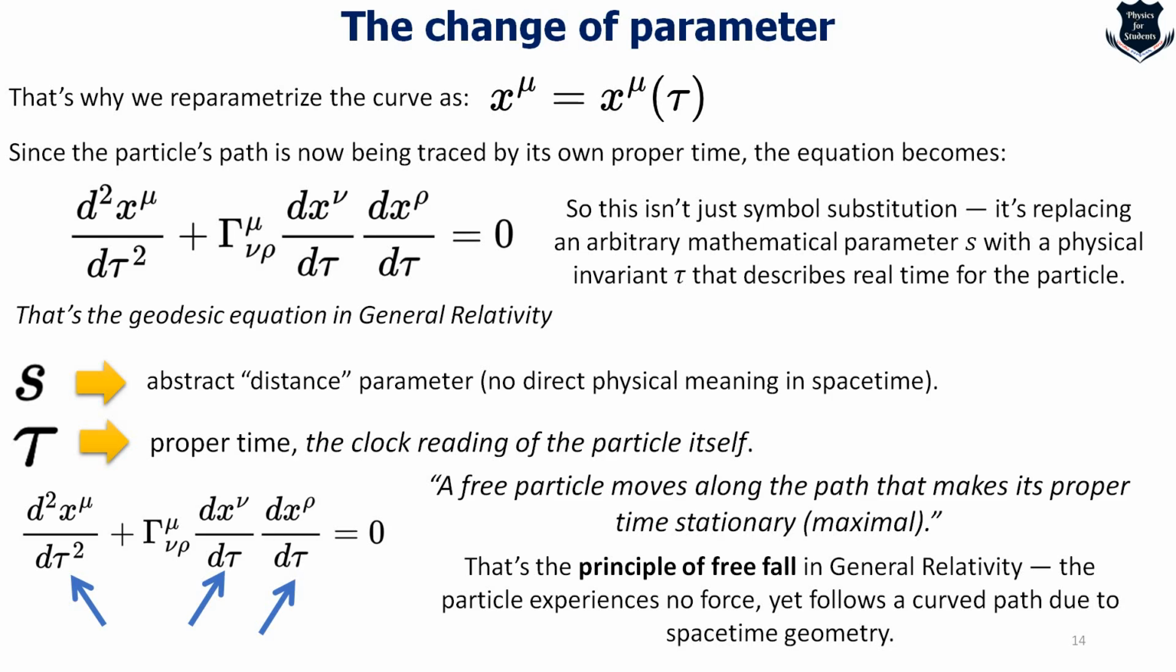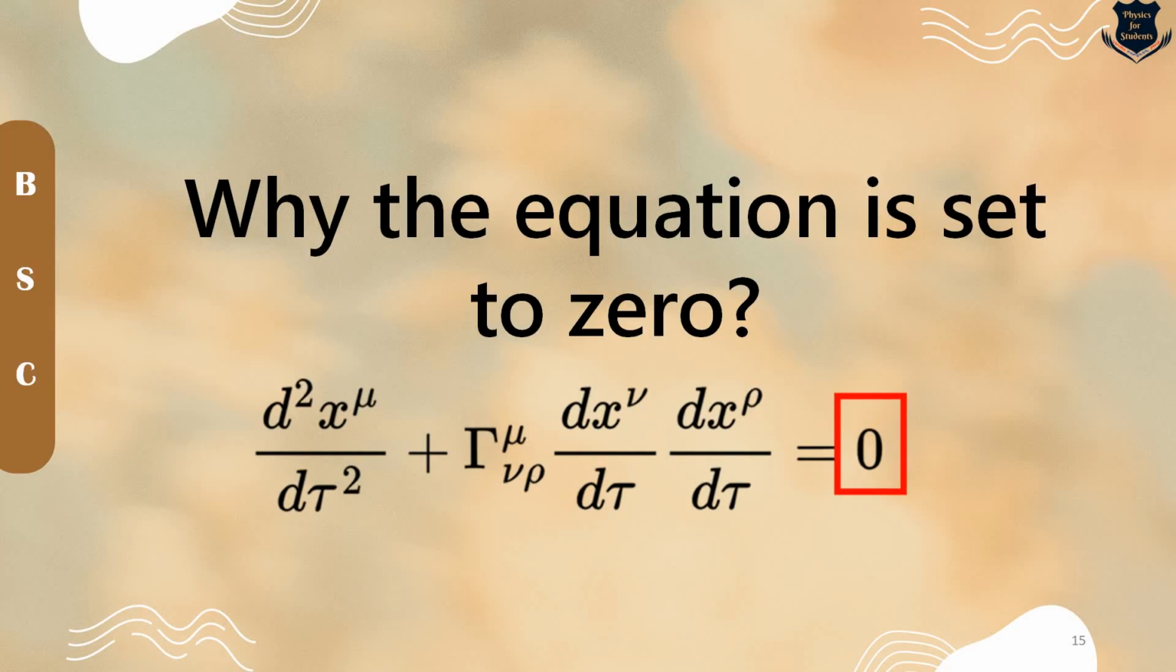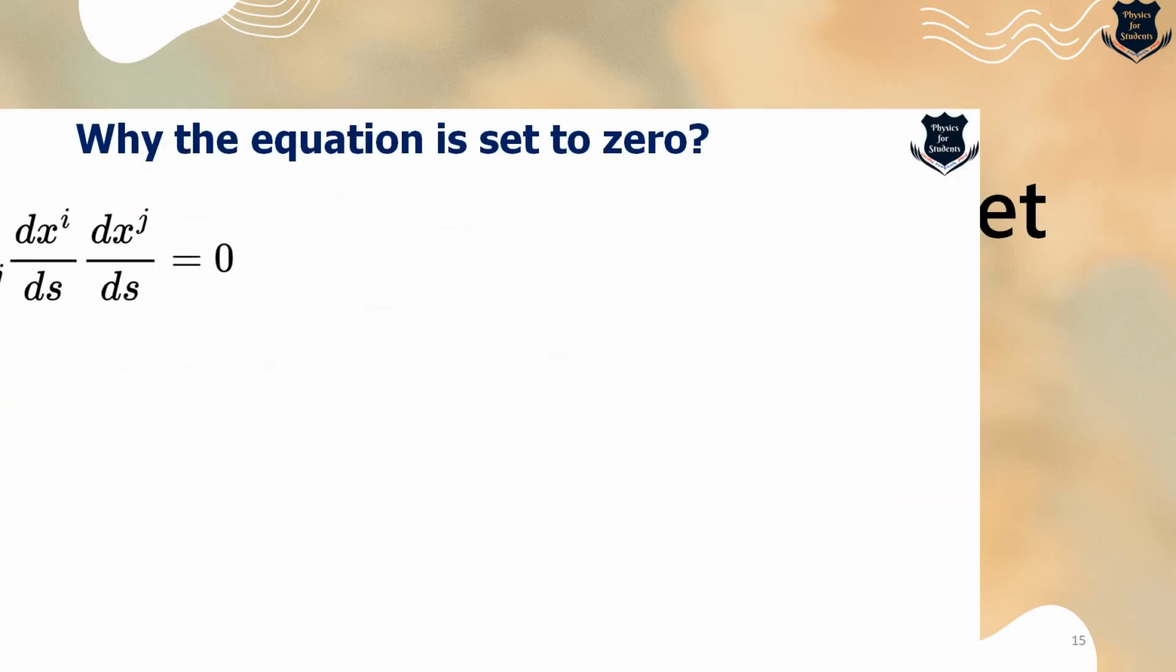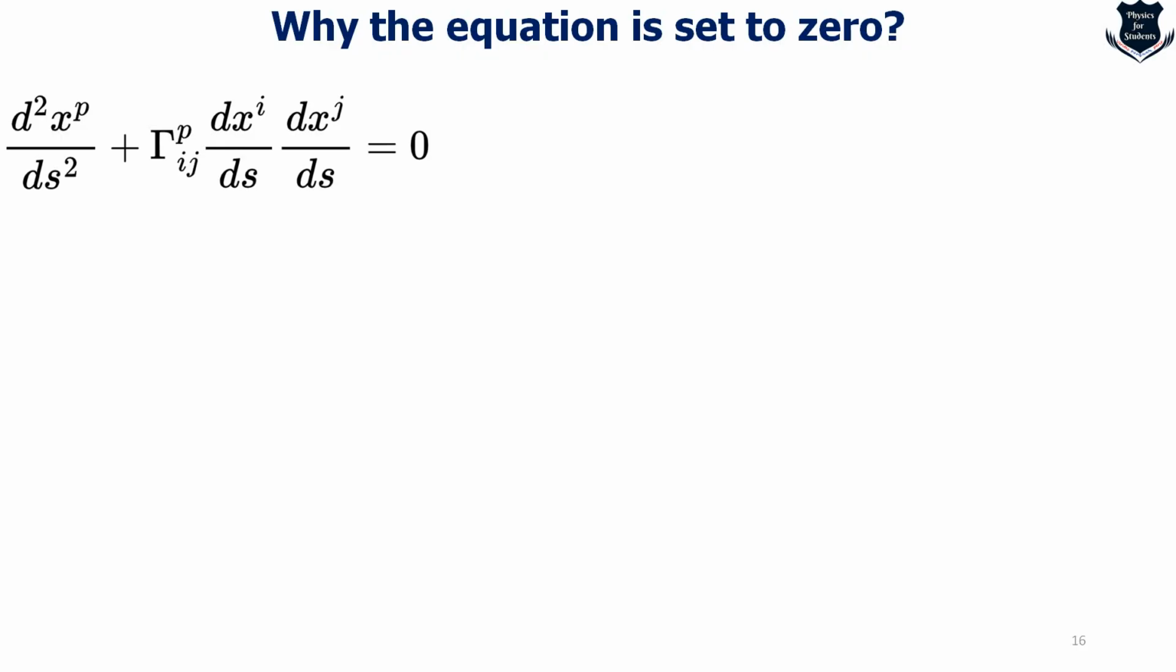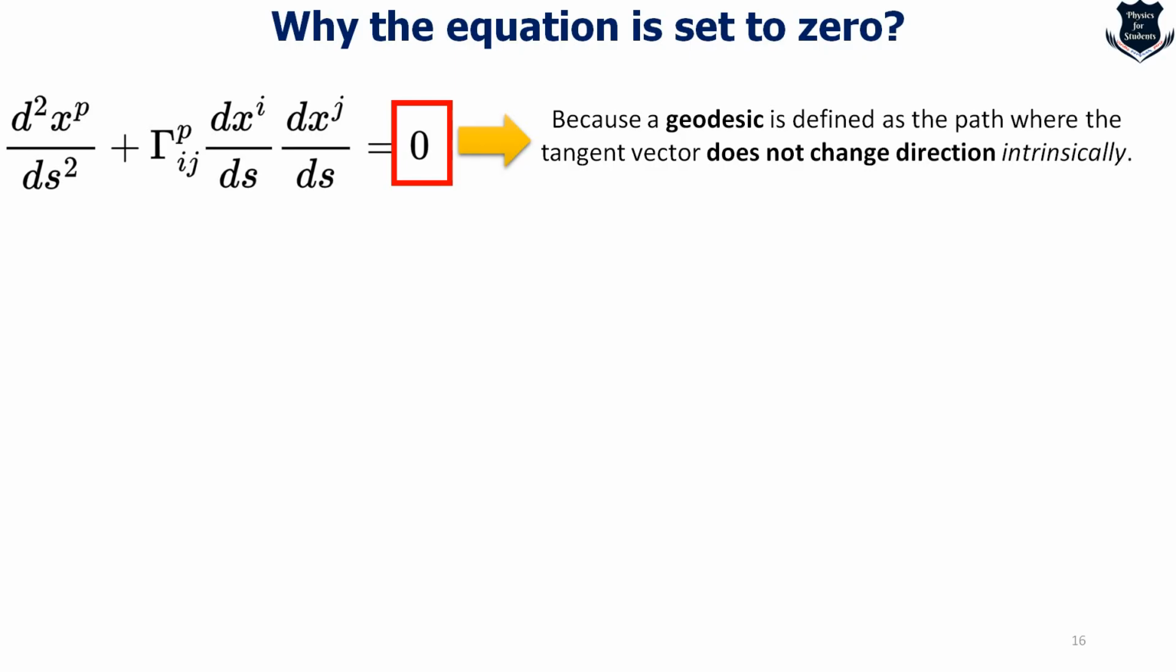What is tau? The world length, etc. We come to the final part of our video, where I would like to explain a very fundamental concept: why this equation is being set to 0. Now if I take the generic differential geometry equation, then this 0 is basically telling that the tangent vector does not change direction intrinsically. I will tell you what I mean, because this is something very important.